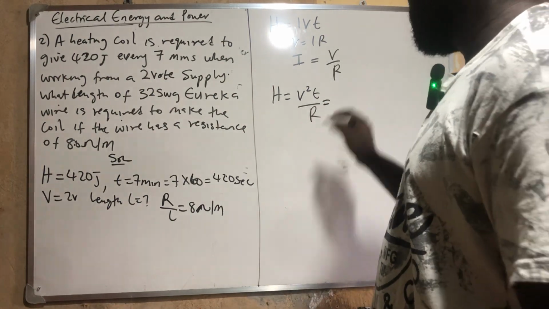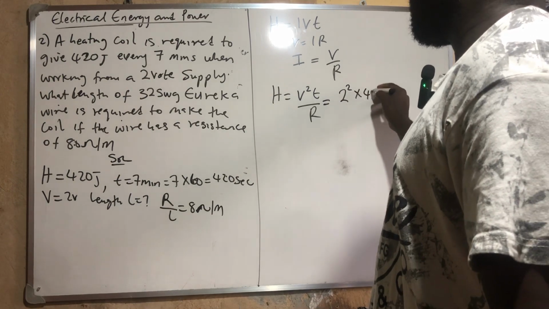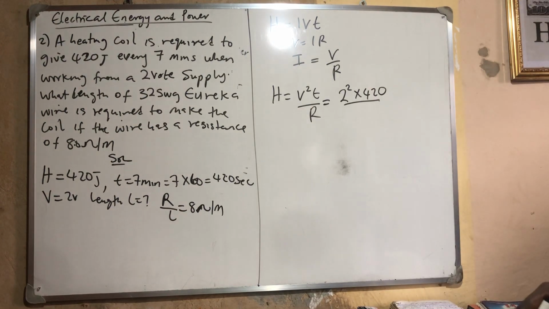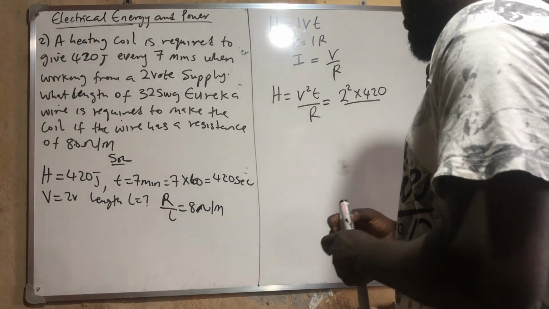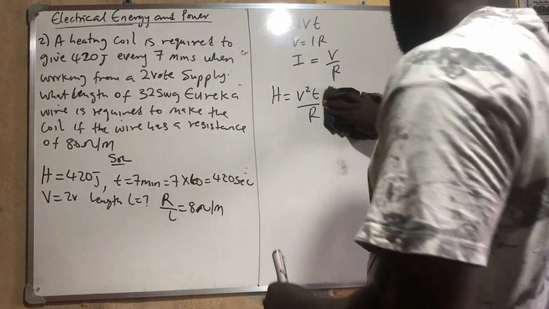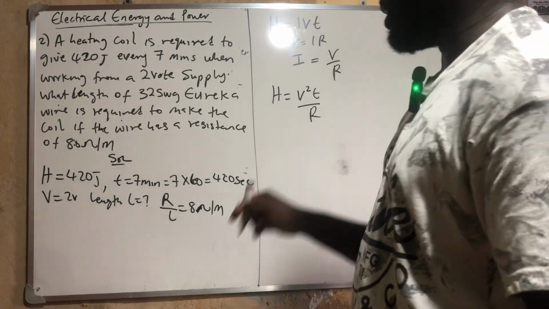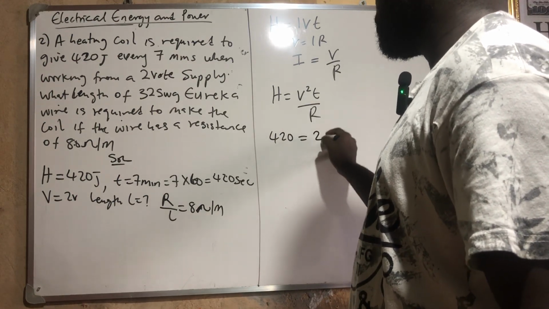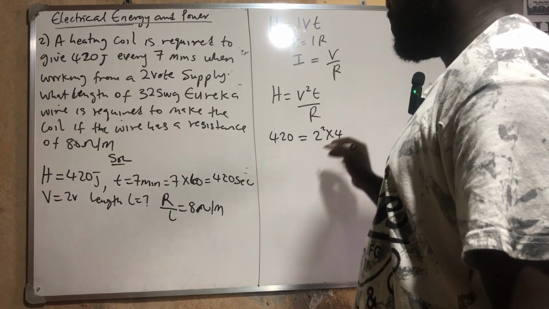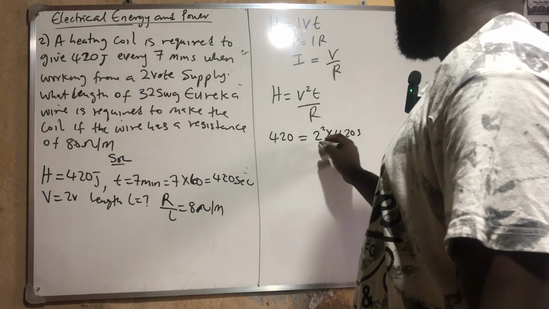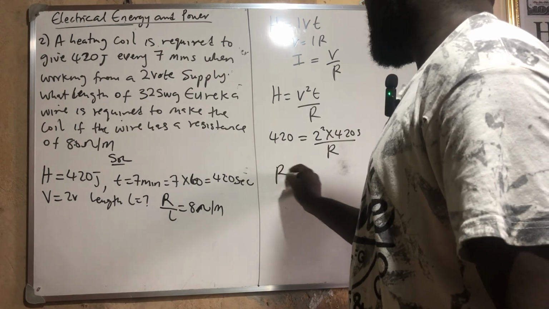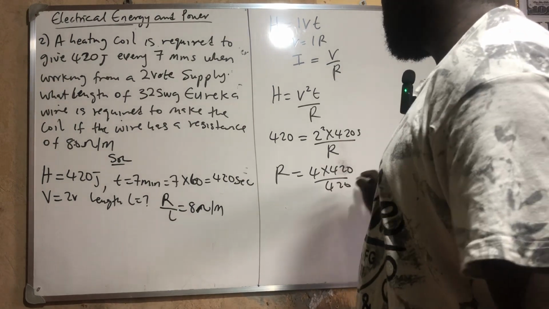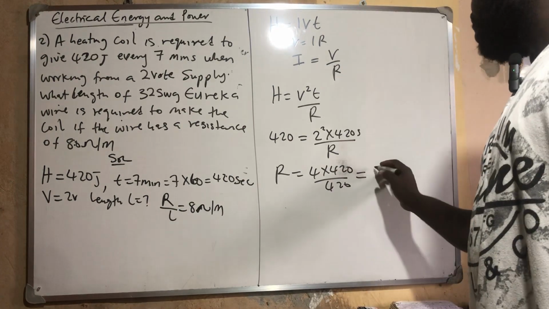So you now have that my V is 2. So 2 squared times 420 divided by the resistance that we are looking for. I'm looking for my resistance. So I have that 420 is equal to what? My V is 2 squared times 420 seconds, divided by my R I'm looking for. So my R will now be 4 times 420 divided by another 420. So what do I have as my R? My R will now be 4 ohms.